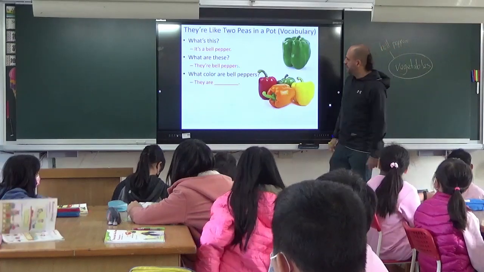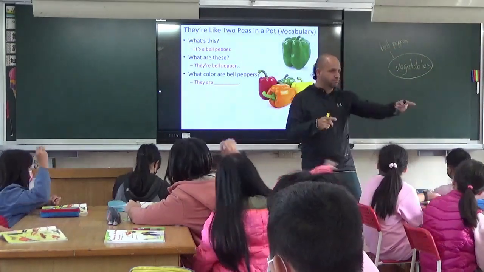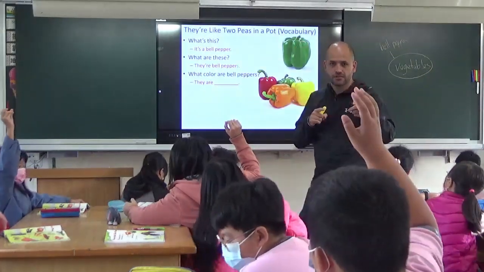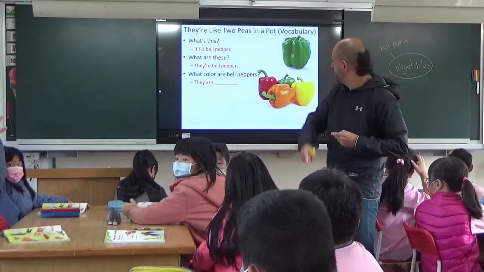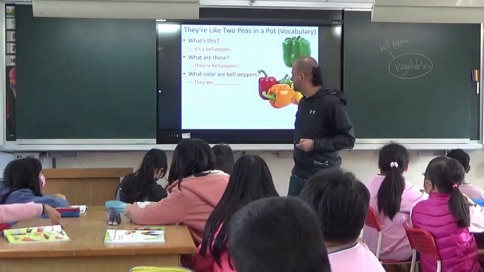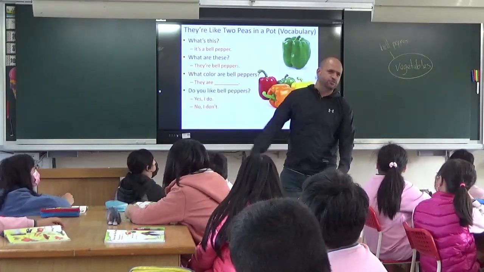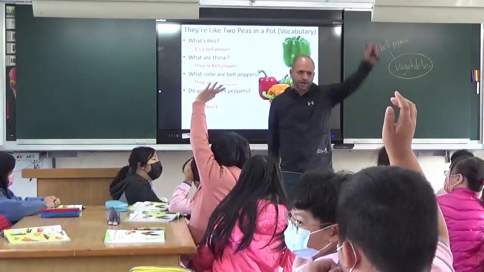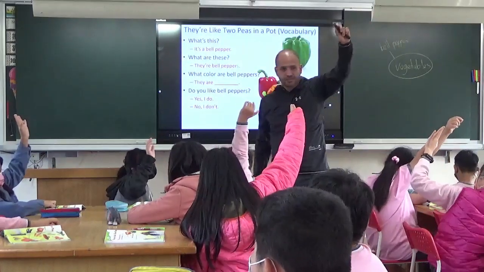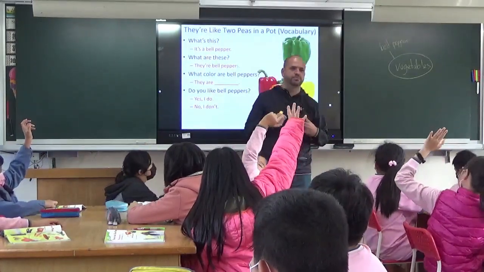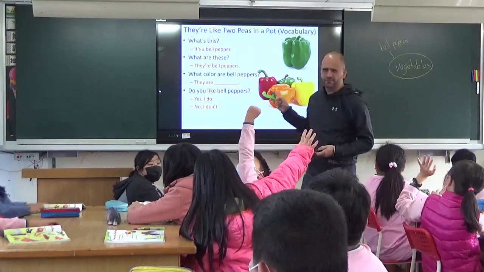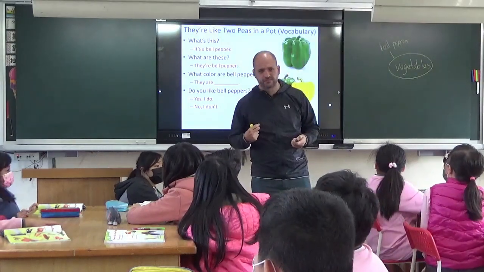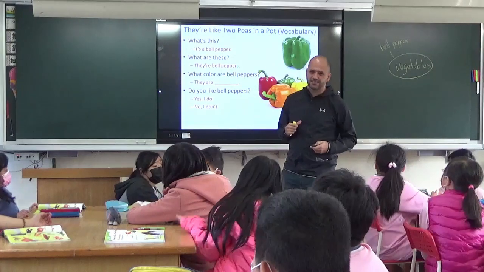Okay, and then what color are bell peppers? Red, yellow, green, orange. So usually these are the colors you see. And do you like bell peppers? Yes, I do. No, I don't. Okay, I see a few of them. Most of you don't like peppers. I love peppers. I love spicy. Are bell peppers spicy? It's bitter. Bitter. Yeah, I think bell peppers are not spicy.